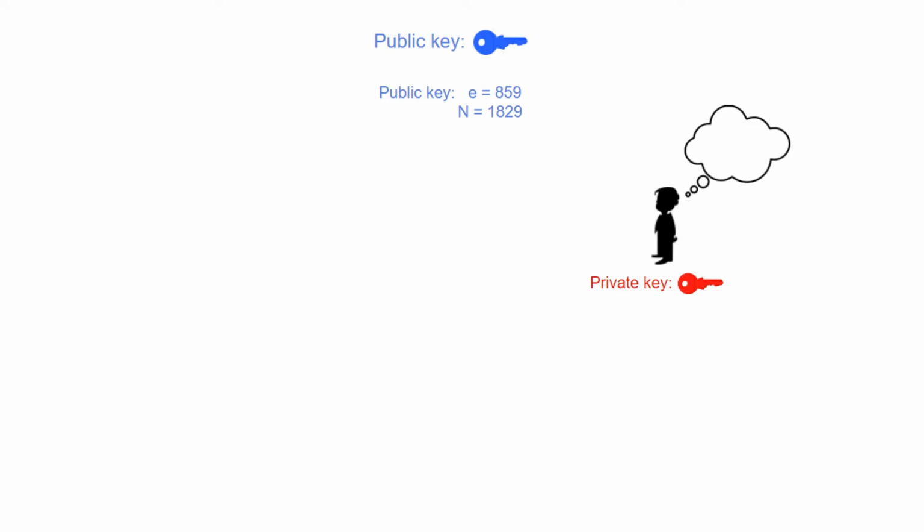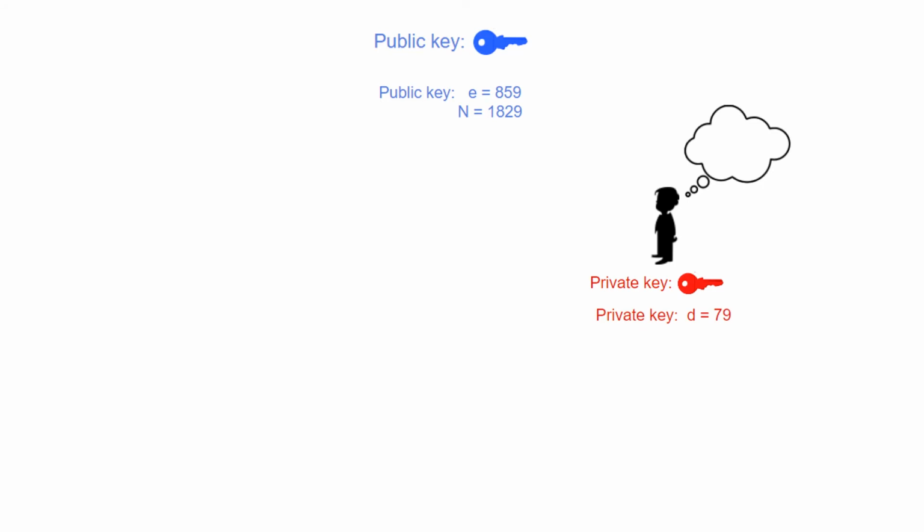Now this is an example with pretty small numbers. He was supposed to find P and Q that were large prime numbers, and P times Q equals N. So to get 1829, he didn't have to have very large numbers for P and Q. In reality, he would choose bigger numbers P and Q and end up with a much larger N. But for our examples, to make things a little easier, we're going to keep the numbers small.